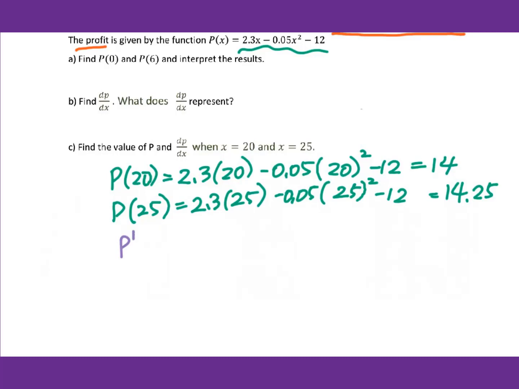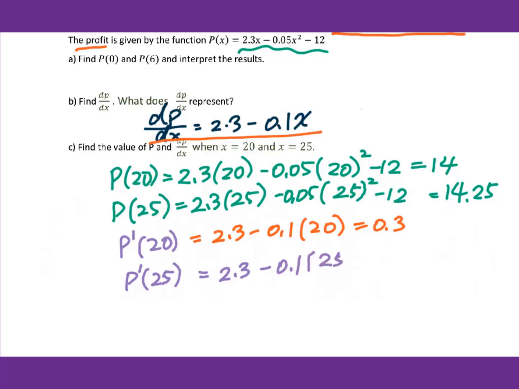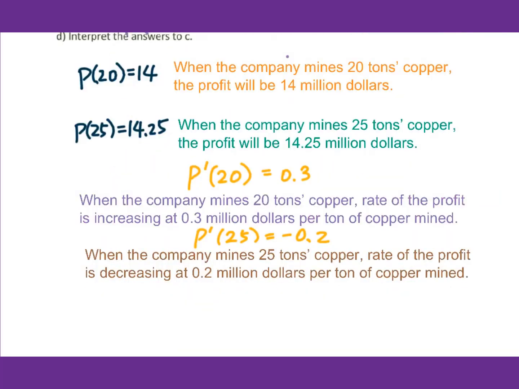So for P prime of 20, from B we already got dP by dx equals 2.3 minus 0.1x. So we plug in 2.3 minus 0.1 times 20 equals 0.3. For P prime of 25, you will get 2.3 minus 0.1 times 25. That equals negative 0.2. Let's go to D.